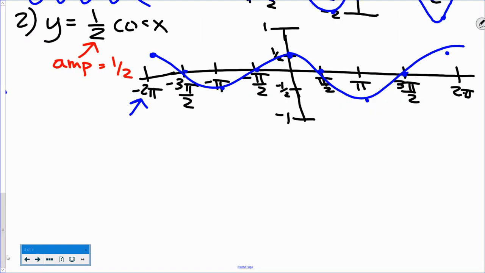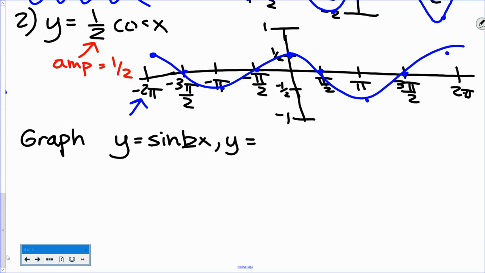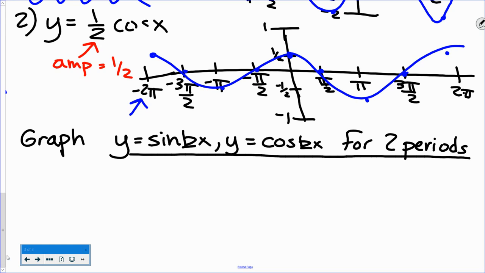Something else we could see other than just a change in amplitude would be graphing y equals sine of bx. So there's a number in between sine and x, or in between cosine and x. And we're going to do this for 2 periods as well. Okay, so this will complicate things a little bit more than just changing the amplitude. So our first example with this is y equals sine of 2x.